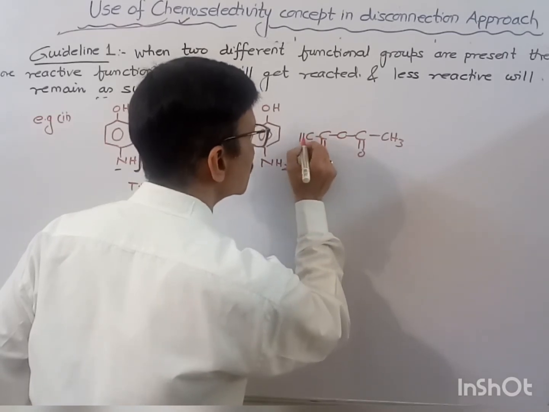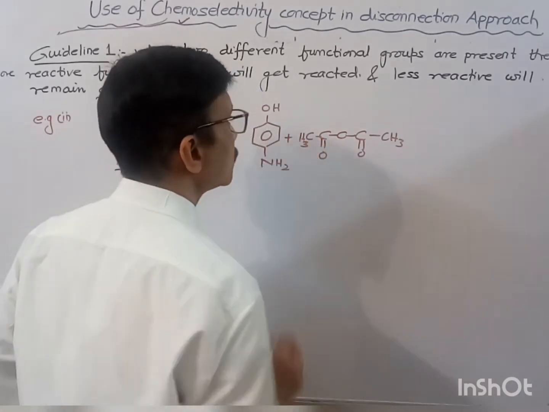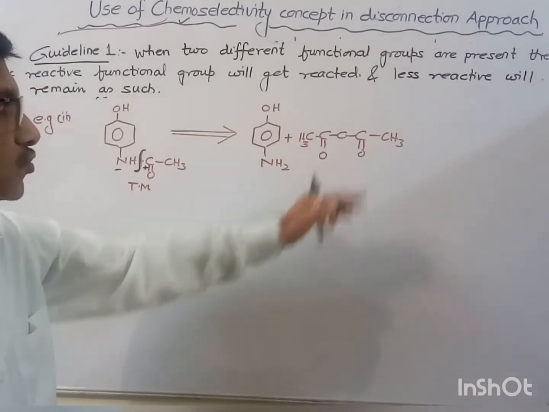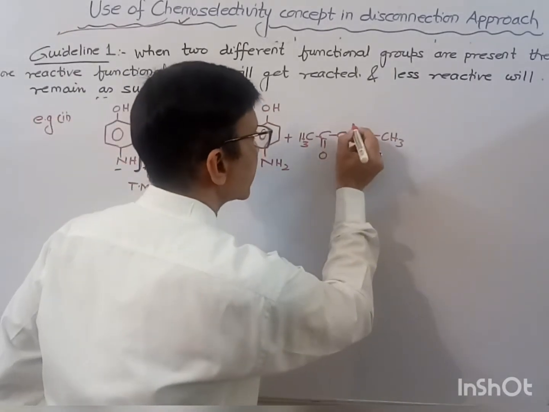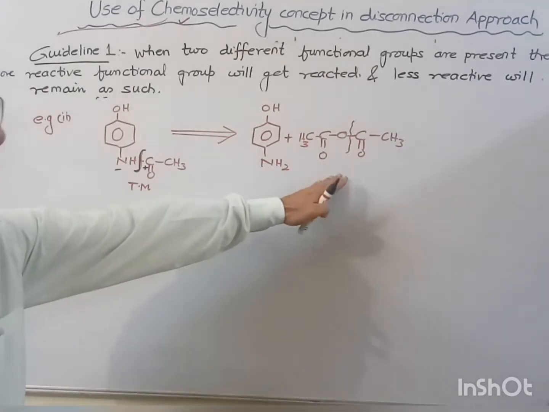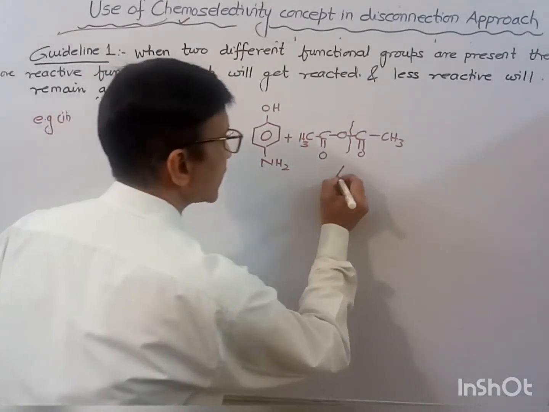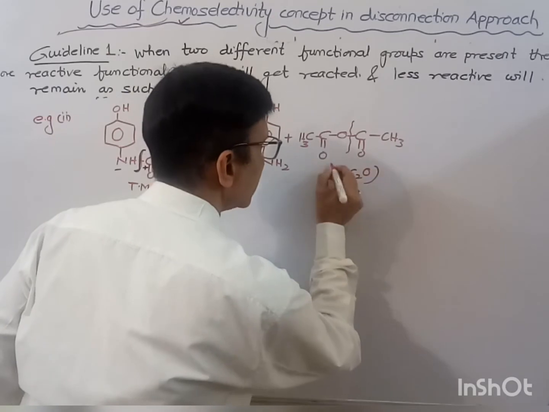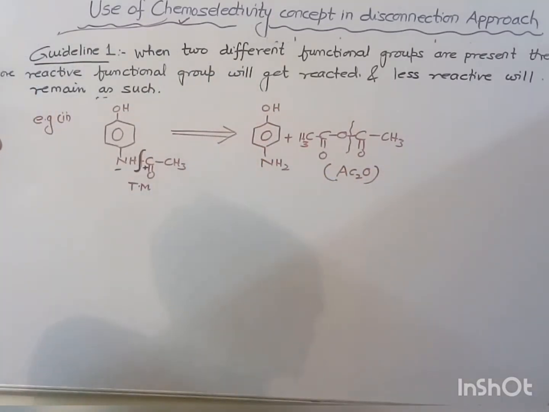OCOCH3. So this is the acetic anhydride. So this can also be added. This negative group can also be added over here. So this is your acetic anhydride. We can write it in a short form, like this.